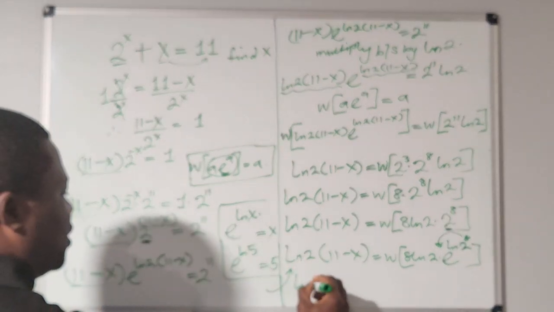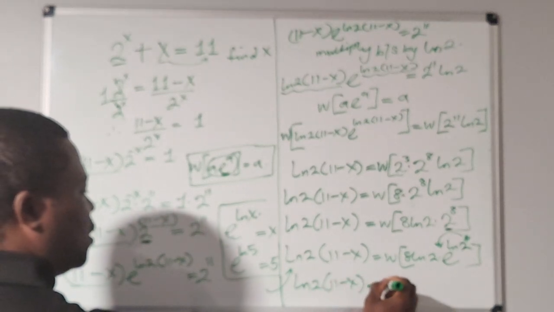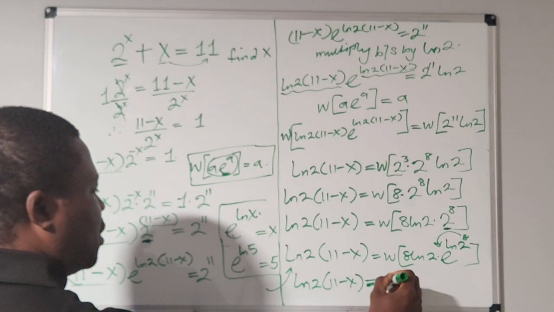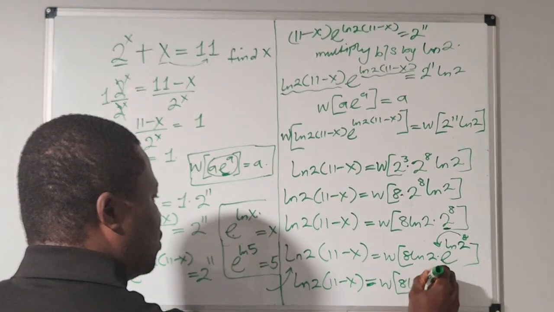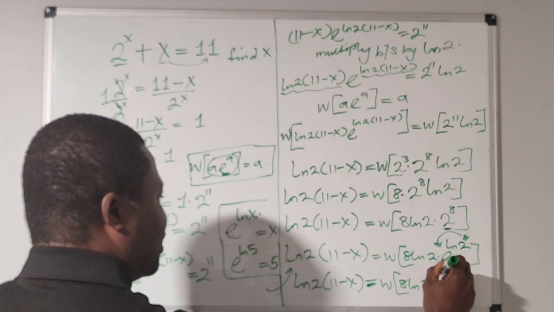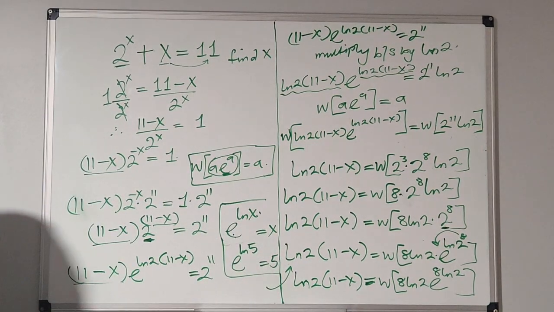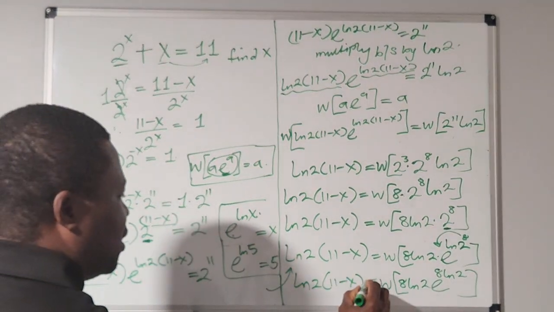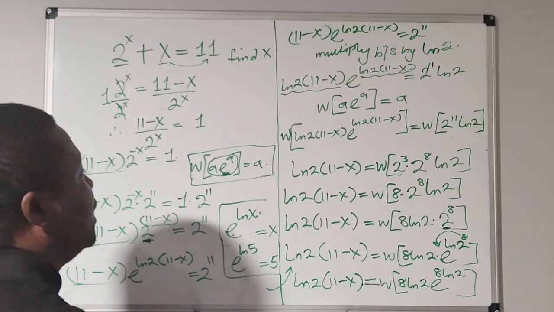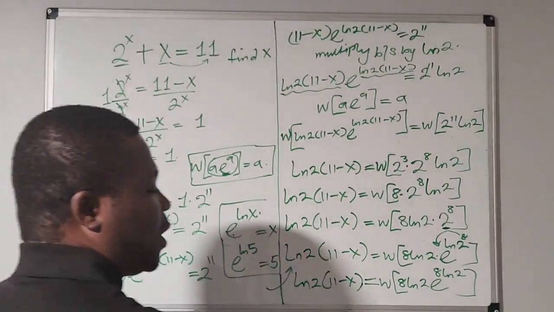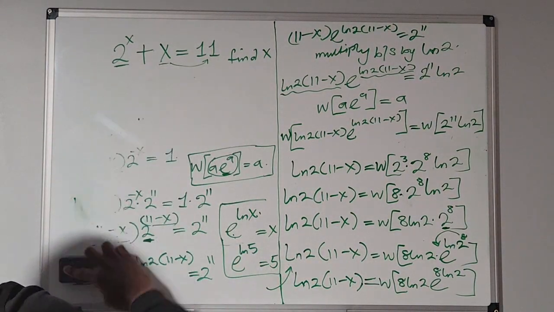So that becomes ln(2^(11−x)) equals W of 8 ln 2 e raised to the power 8 ln 2. I hope there is no confusion here, okay? Because we're trying to go step by step by step, so it's easy to understand, okay? Just gonna wipe off this so I can continue on this side.